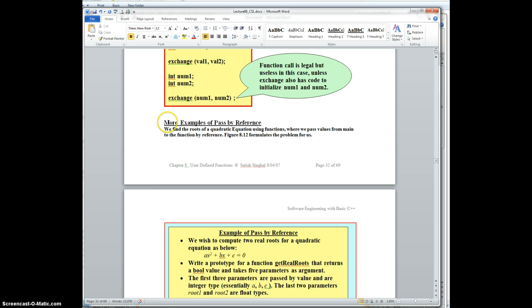You can read this portion of the ebook, page 32 or 33. Your copy might have a different page number, but there is this topic called more examples of pass by reference. What we are trying to do here is find roots of a quadratic equation using functions, where we pass values from the main to the function by reference. And of course there are parameters passed by value also.